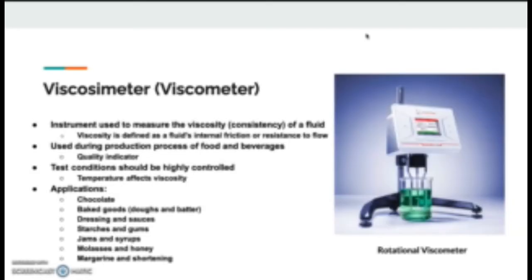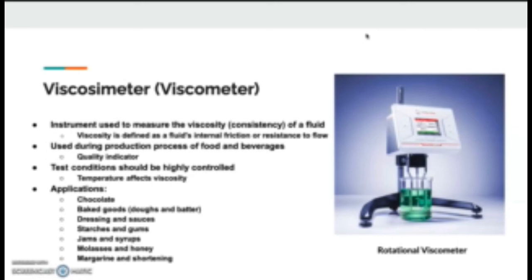The viscometer is an instrument used to measure the viscosity or consistency of a fluid. Viscosity is defined as a fluid's internal friction or resistance to flow. The viscometer is used during the production process of food and beverages as a quality indicator. When there is a change in a material's property, such as density, this affects how a liquid flows, or the viscosity, indicating that the quality has been altered. The test conditions should be highly controlled since temperature affects viscosity of some substances.